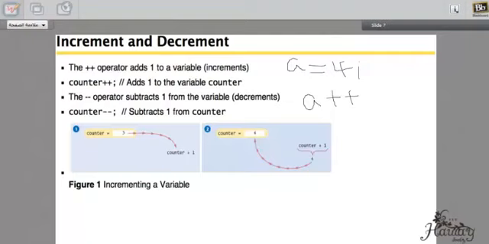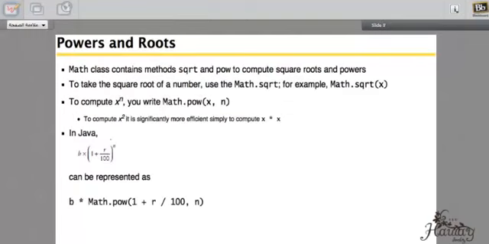On the other hand, we have a decrement. If you say a minus minus, it means a is decremented. So 4 will become 3, 2, 1, and so on until you tell it to stop. We'll talk about the increment and decrement when we come to loops. Now let's talk about powers and roots. This is the 10th lecture, and it has so many little titles. We'll talk about powers and roots, يعني الأسس والجذور.